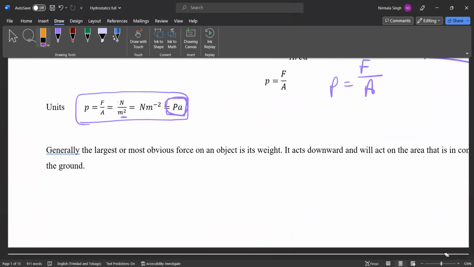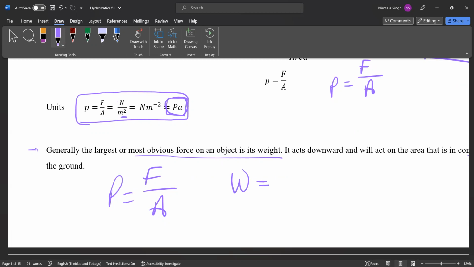So just remember, our first equation here is pressure is equal to force over area. Write that down on a little piece of paper somewhere because this is what we're going to be using today. All right, so our first equation for the day is pressure is equal to force over area. So continue reading. Generally, the largest and most obvious force on an object is its weight. It acts downward and will always act on the area that it is in contact with, the ground.